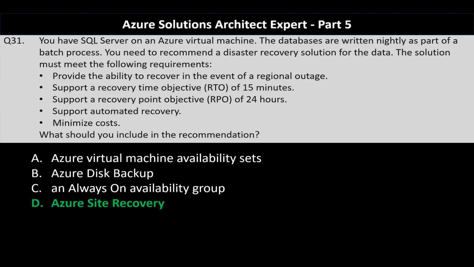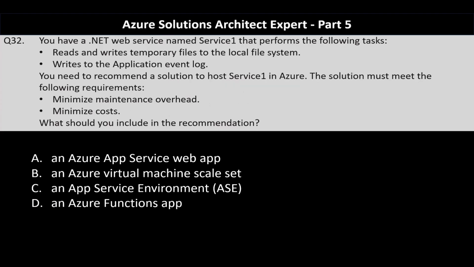Now the third option, Always On availability groups, offers high availability and disaster recovery but requires SQL Server Enterprise Edition, which is more expensive. So we can rule it out as we need to minimize costs as part of one of the requirements. So folks, I hope you now understand why Azure Site Recovery has been chosen as the correct answer in this case. Next question.